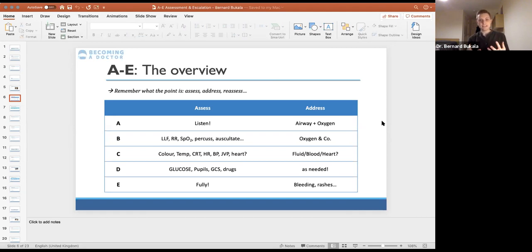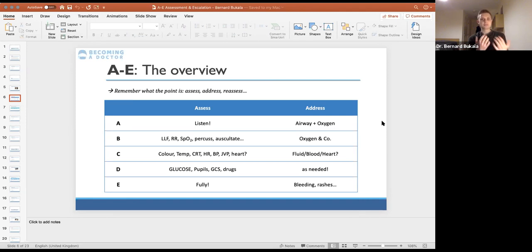Now moving on to D. D is something that's often missed, but here we're thinking about glucose, we're thinking about pupils, we're thinking about the GCS, and we're thinking about drugs. So basically it's a sort of mixed bag of other things that might really be affecting why the patient is unwell and how unwell they are, that we can address to make them better very quickly. Now, how to address it is obviously very dependent on what the problem is that we found in the beginning. But if we've addressed something, we go back from the top.